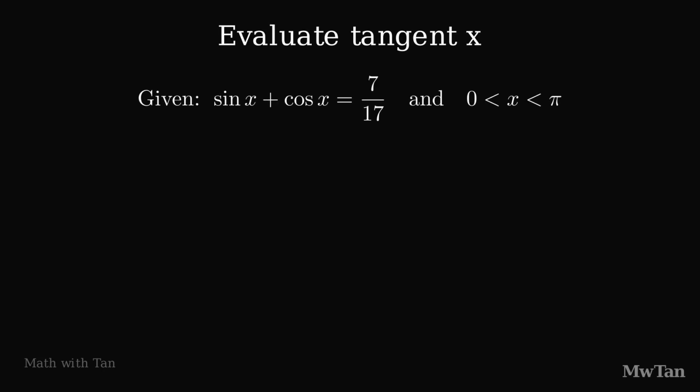Today, we are given that sine x plus cosine x equals 7 over 17, where x is between 0 and pi. Our goal is to evaluate tangent x. Let's start by squaring both sides of our given equation.